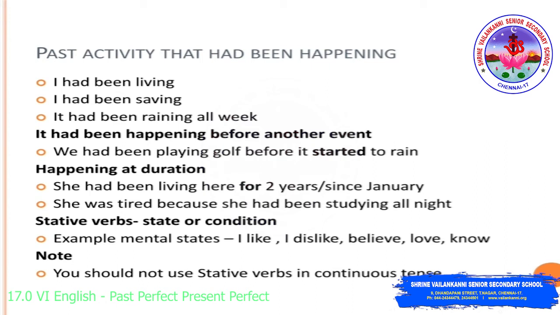Now, coming to stative verbs. Stative verbs describe a state or condition. Example, mental states: like, dislike, believe, love, know. You cannot use these in continuous tenses.